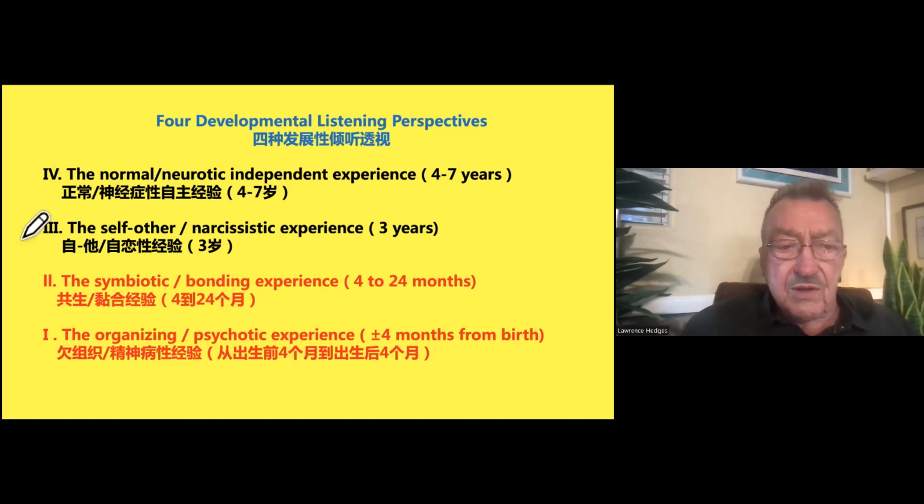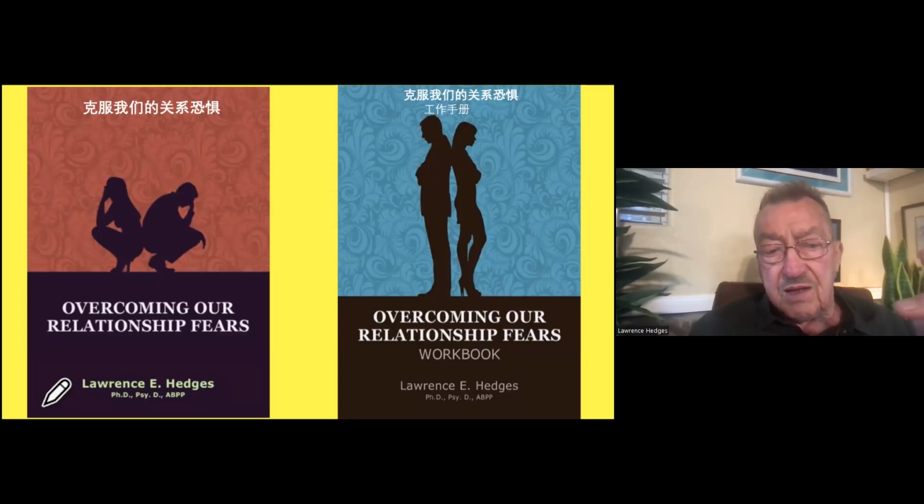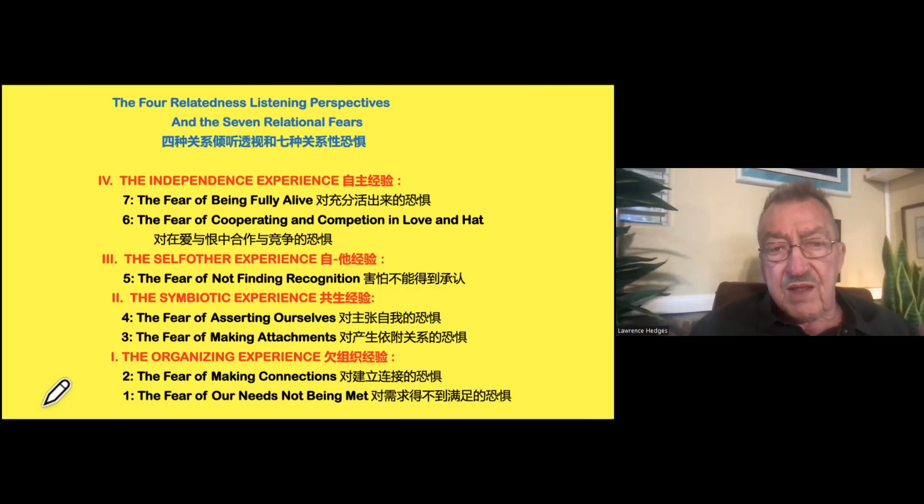But today we're going to be looking at the earliest experience of the organizing level, because this is where terrifying transferences that show up in the psychotherapy come from. So now I've also told you that we break these 4 levels down into 7 different fears. And here are the 4 levels in red, the 7 fears. We've looked at them before. They're outlined in the handbook that I recommend to you.